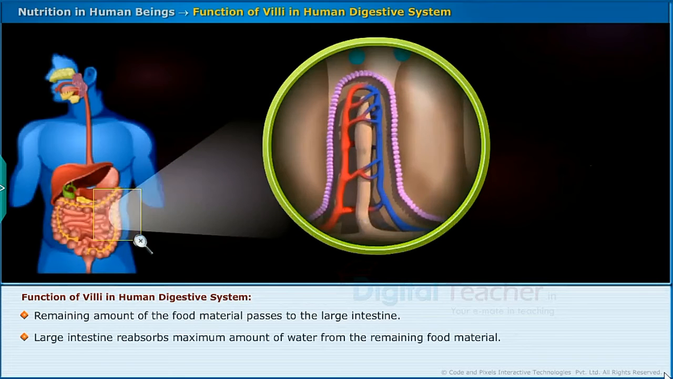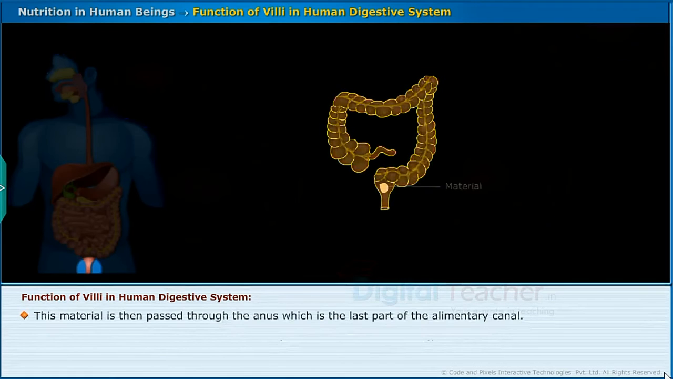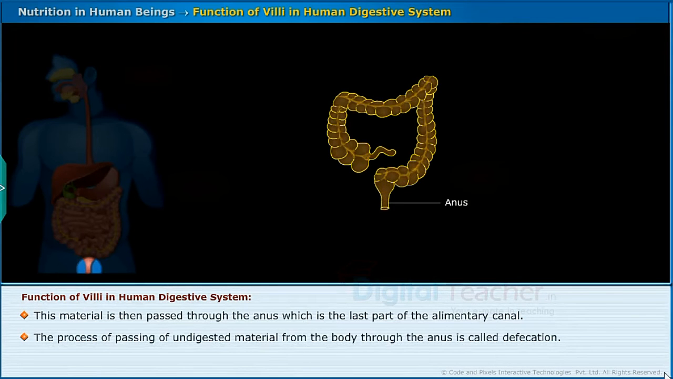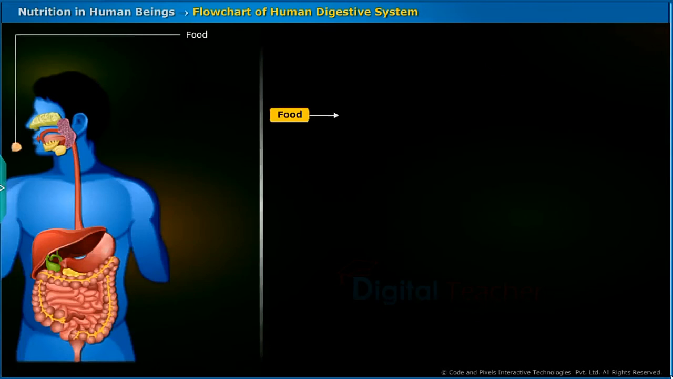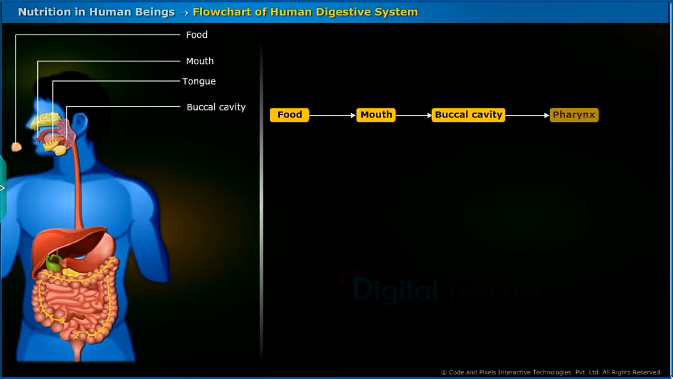Large intestine reabsorbs maximum amount of water from the remaining food material. This material is then passed through the anus, which is the last part of the alimentary canal. The process of passing of undigested material from the body through the anus is called defecation. Food that comes out from the anus still contains significant amounts of roughages or fibers of either carbohydrates or proteins. The flowchart of human digestive system is shown on the screen.